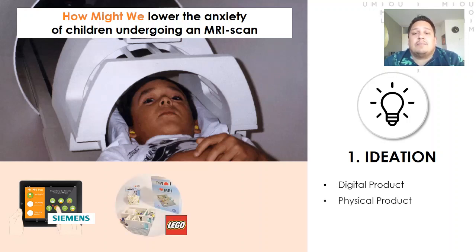A second example is of a physical product. Lego took the same challenge and came up with the so-called I Love MRI Lego kit. This kit is sent to the child beforehand. The child can already play with it, has an understanding of how big this machine is, where his or her parents are, for instance, and by doing so can already visualize what the experience is going to look like.